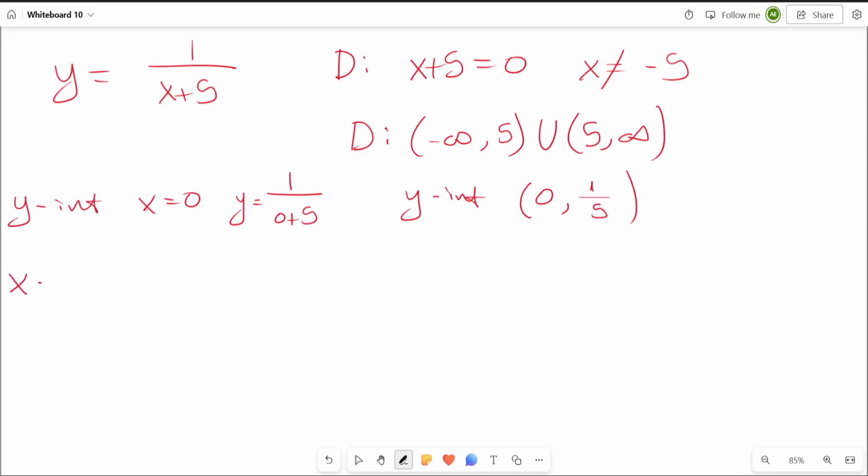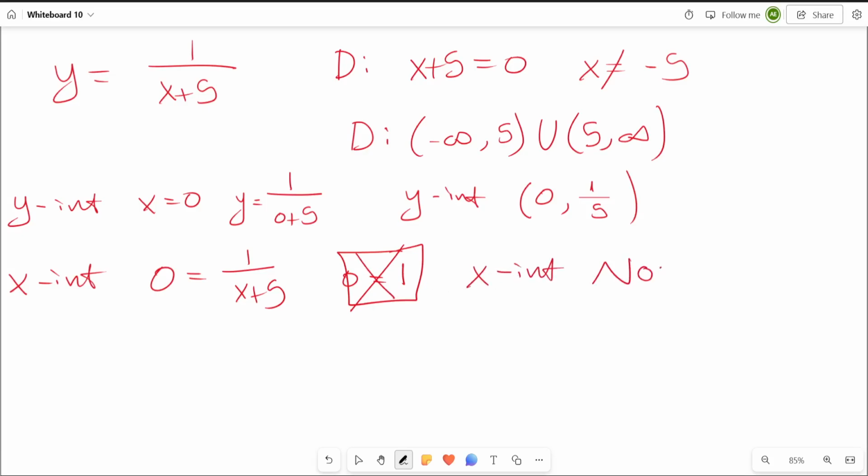My x-intercept is going to be when I set my y to 0. So 0 equals 1 over x plus 5. And over here, I can multiply both sides by x plus 5, and I will have 0 equals 1, which is wrong. So this is undefined. So I do not have an x-intercept. There is no x-intercept here.